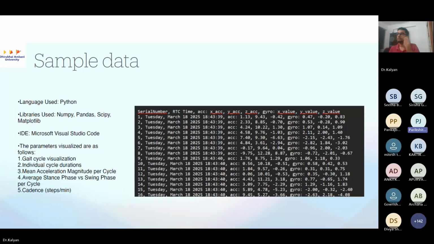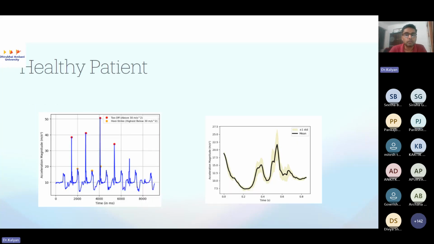So these are the different kinds of parameters which we are extracting from the data which we are collecting from the sensor. Sir, can you show some plots? Yeah, I'll continue, and then you can come back.